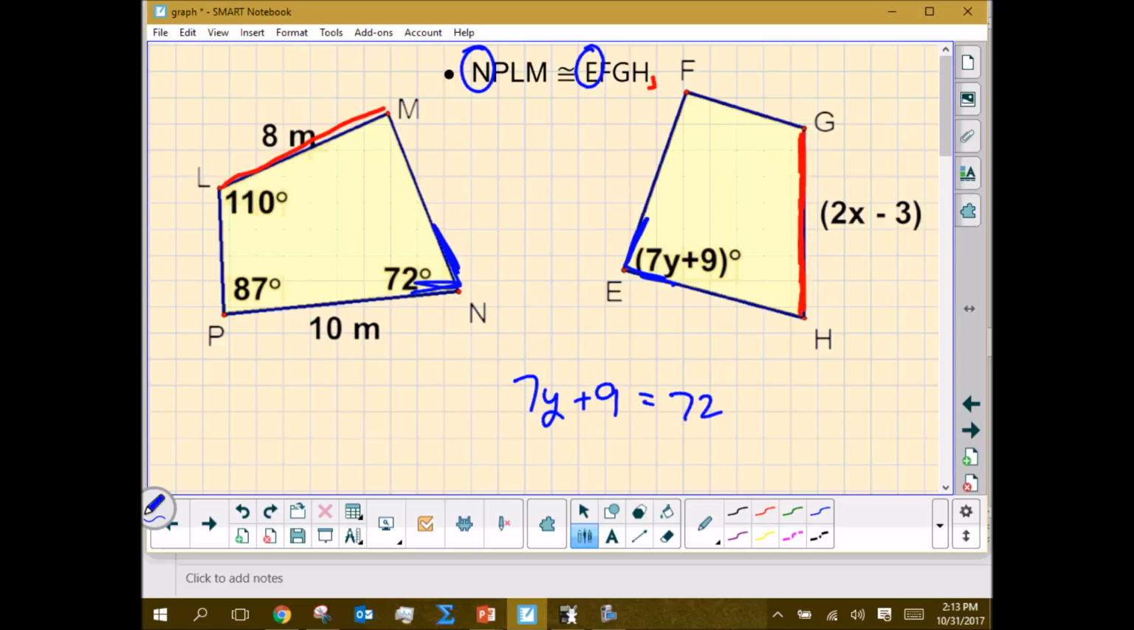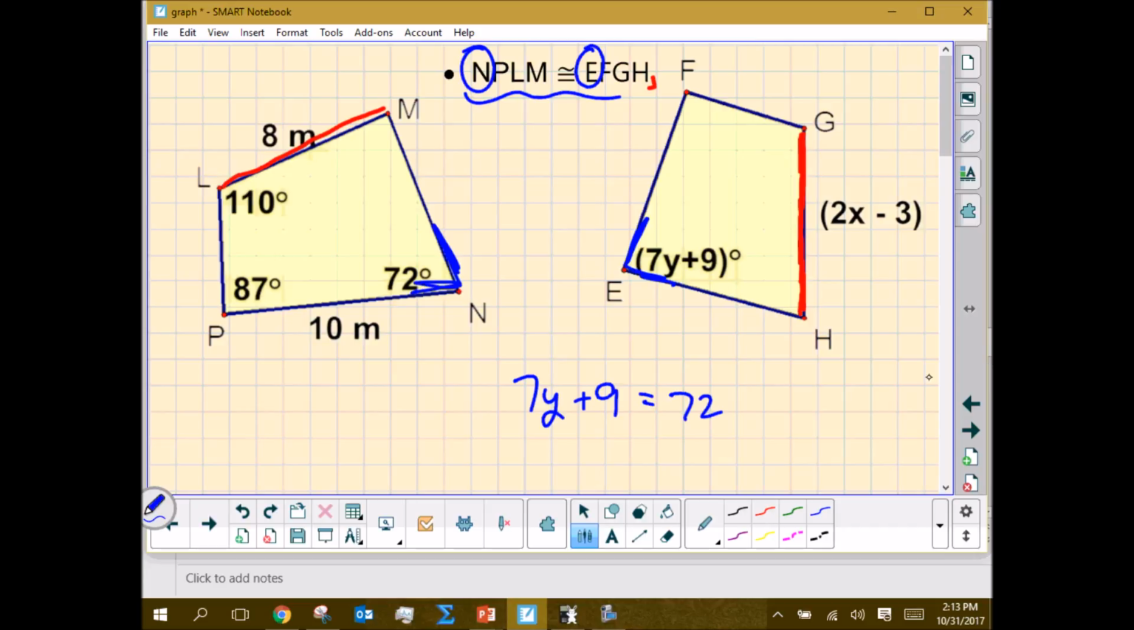And that gives you what? 6. Nope. 72 minus 9 is 63, right? What's 63 divided by 7? 9, right? Y ends up being 9. X ended up being 11 over 2, or 5.5. But do you see the practice of having to know what this means here? This is a very hard problem to do if I don't have that congruency statement.